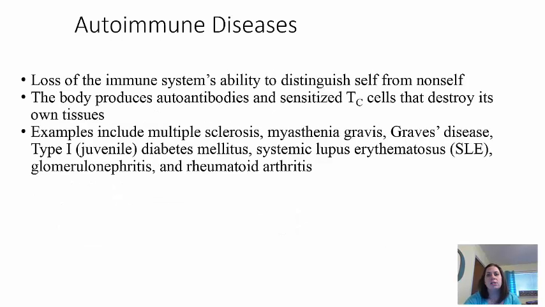All right, so now I want to talk a little bit about autoimmune disease. Autoimmune disease is where your immune system loses its ability to distinguish you from something else. It thinks that your own cells are the problem. It thinks that something in you is attacking you when it's not there. This is where the body produces what we call autoantibodies. These autoantibodies start to destroy your own tissues.